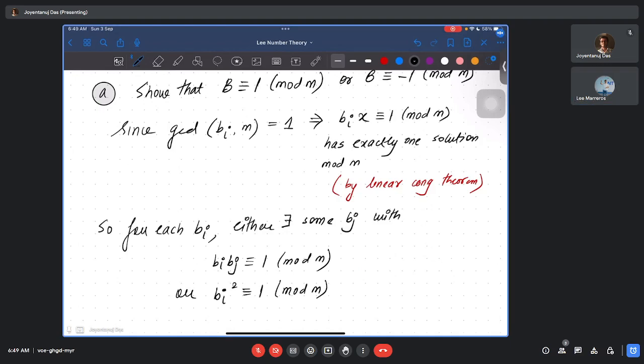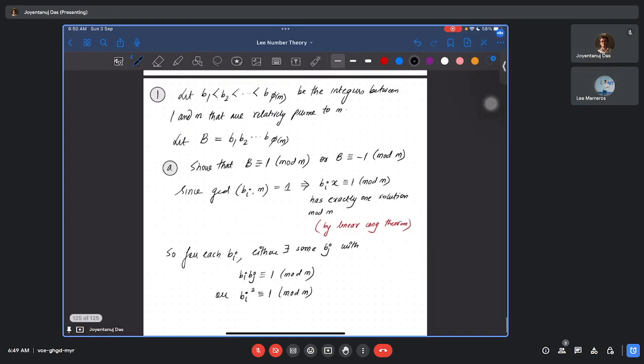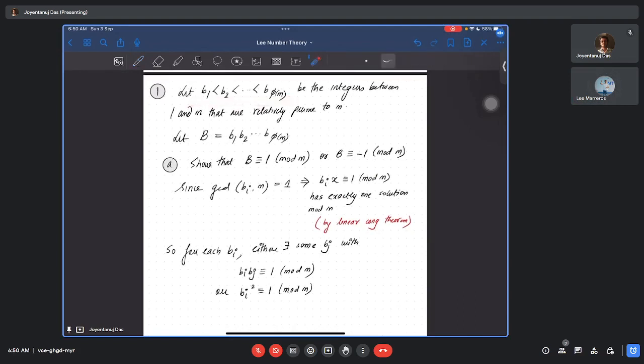So there are two types of numbers here. From the list of b_i that we have, b1, b2 up to b_φ(m), there are two categories. Either for a particular b_i I will find another b_j such that their product is 1, or the same b_i, if I square it, is 1, so it does not have another b_j. So I can group the numbers. Since I have the product of all the numbers, I will pair up b_i and b_j such that the product is 1 mod m, and those I can cancel from this product. Because their product as a pair is 1, they do not matter to us, since we want to prove that it is either 1 or -1.